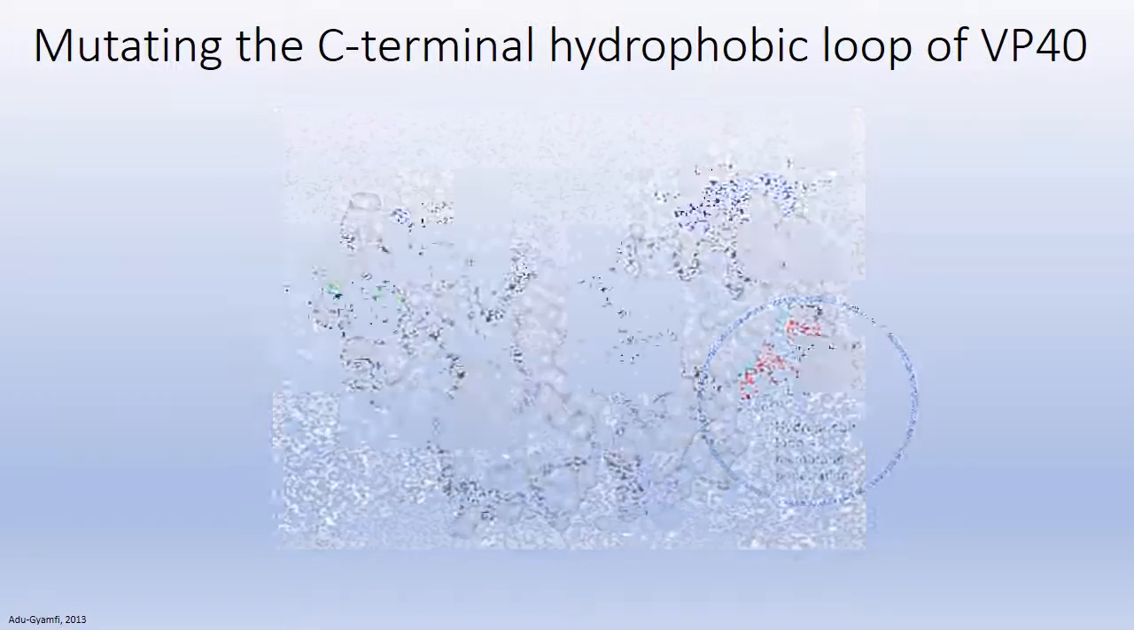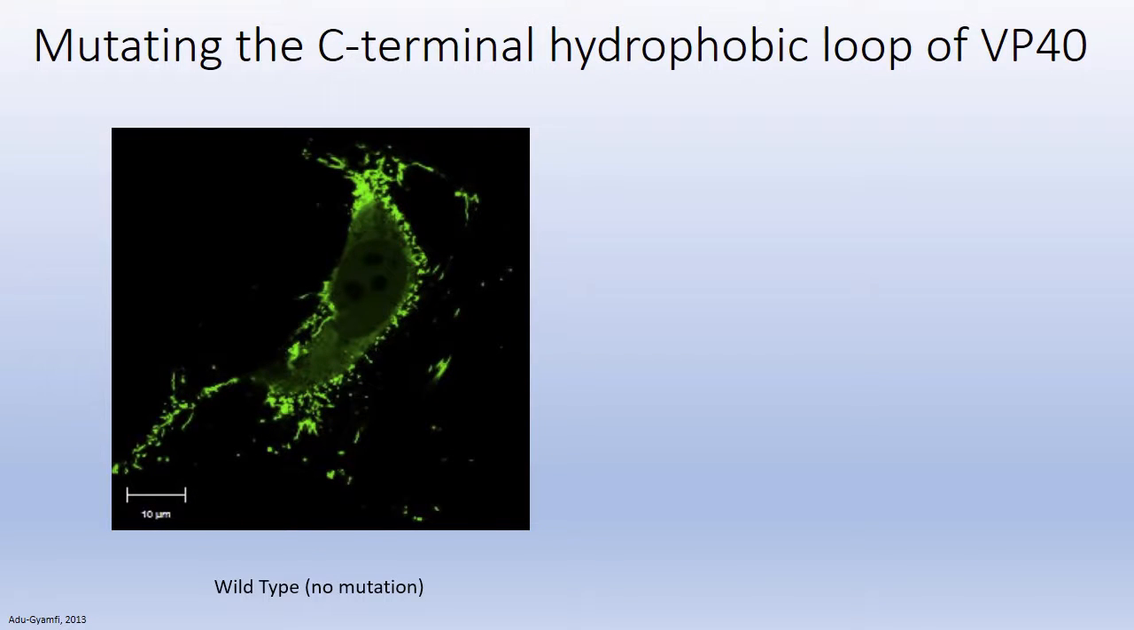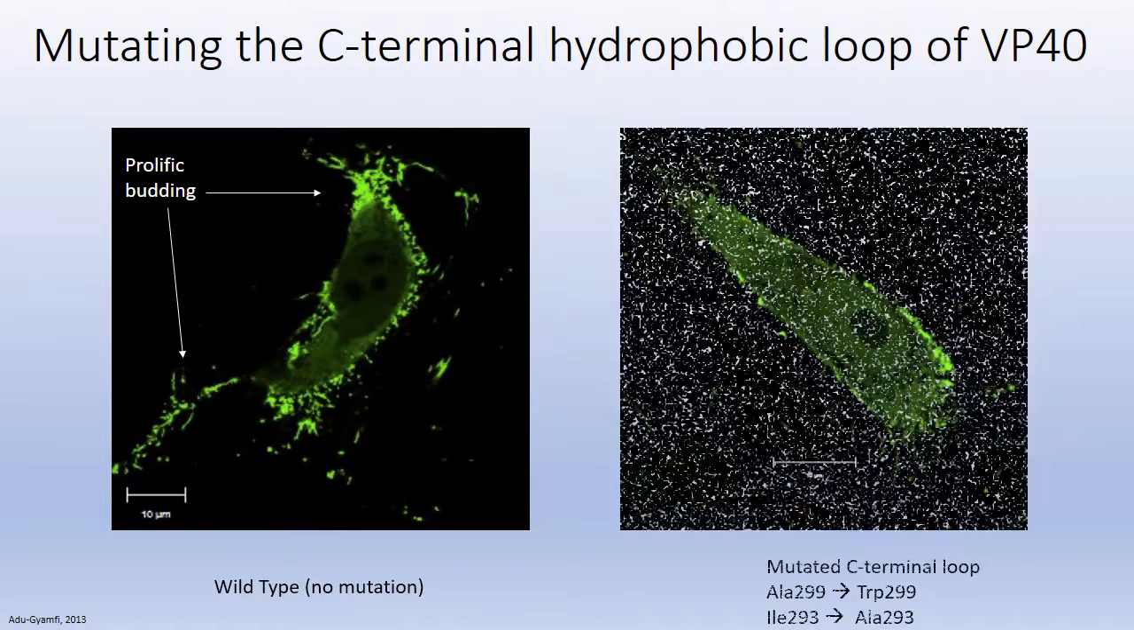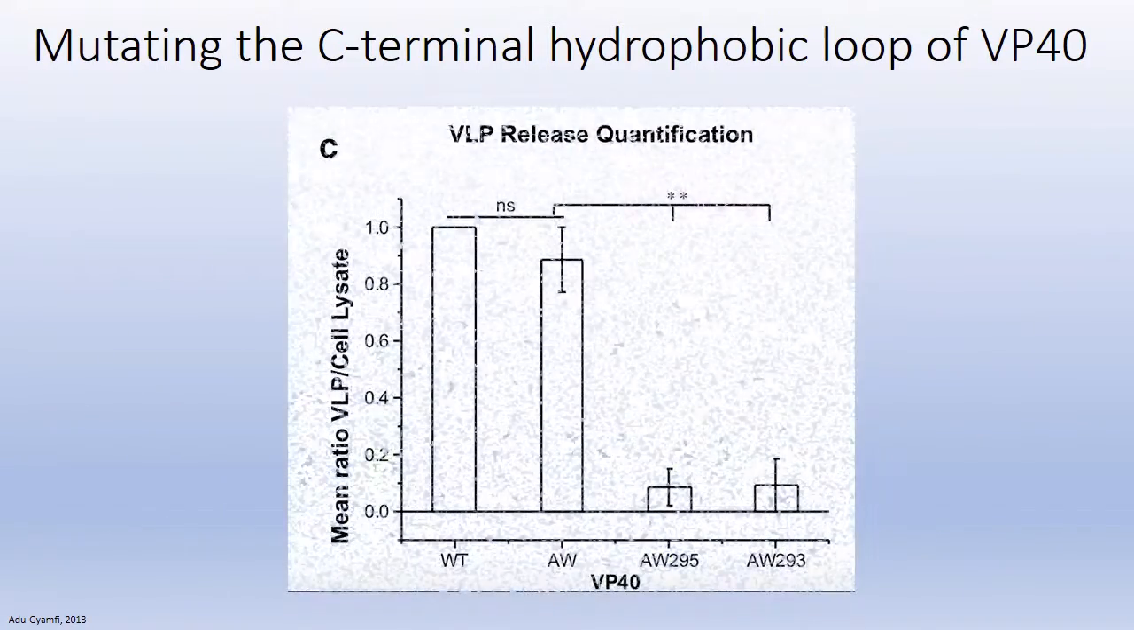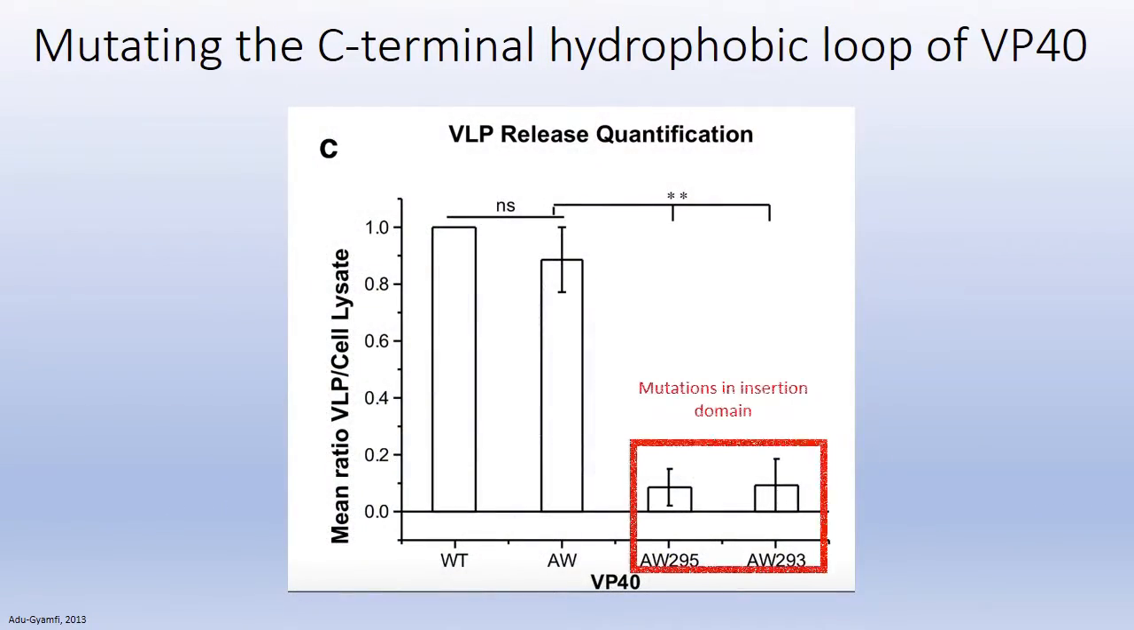When the unmutated or wild-type VP40 protein is expressed in cells, large quantities of virus-like particles, labeled with green fluorescent protein, bud and exit the cell. In contrast, when the mutated protein is expressed in cells, localization and viral exit at the host membrane are severely hindered. This is quantified here, where mutants with amino acid substitution in the membrane insertion domain produce much fewer virus-like particles compared to the wild type.